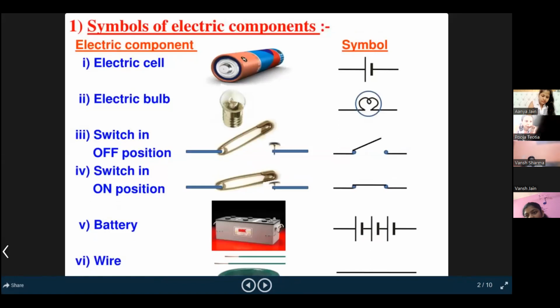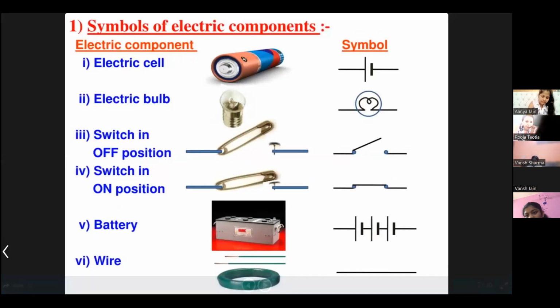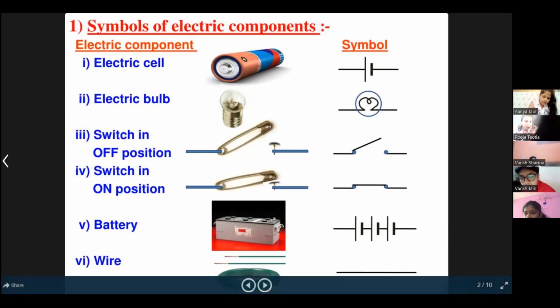So children, a few of the electrical components are electric cell, bulb, switch on, off, battery, and wires. We use all these components to make the electric circuit. And when we make the electric circuit, what happens? It's very difficult to draw the electric cell, electric bulb, switch, safety pin, battery again and again. So it is very tough to draw all these diagrams repeatedly. To get rid of this, we use symbols for these electrical components.